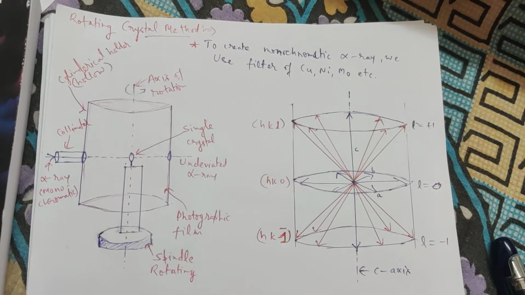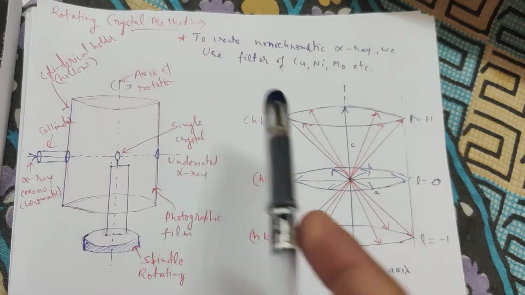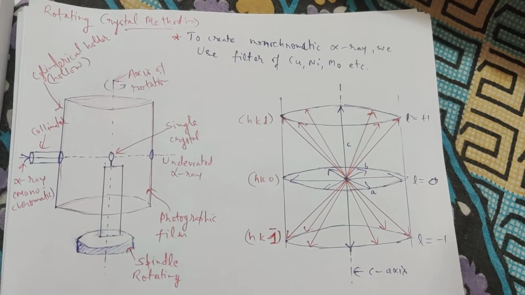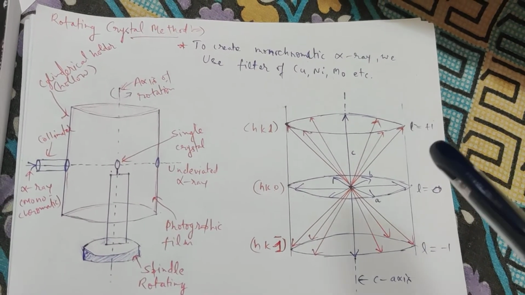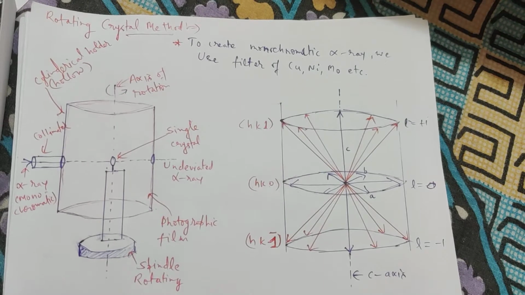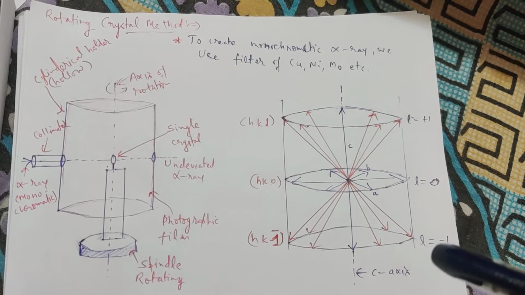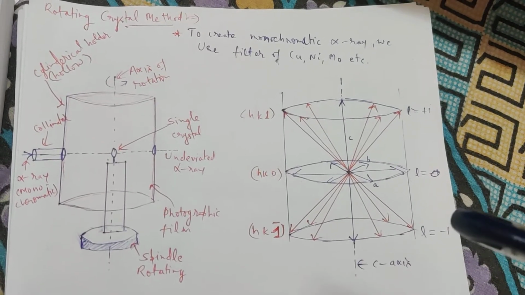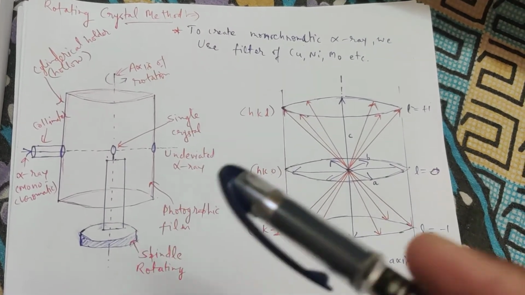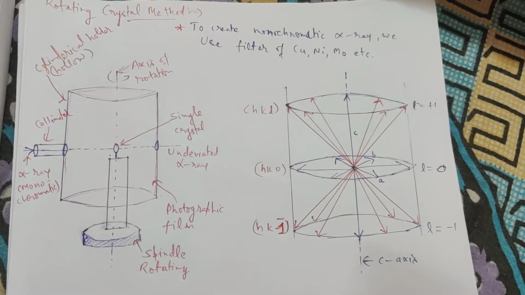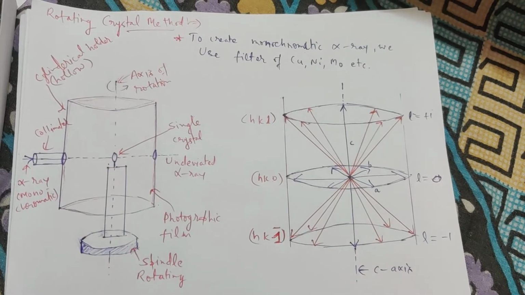Today we are going to discuss the new X-ray diffraction method that is known as the rotating crystal method. In the previous lecture we discussed the Laue method of X-ray diffraction. The major drawback of the Laue diffraction method was that it cannot determine the lattice parameter. Hence it cannot determine the crystal structure of the single crystal under scrutiny. Therefore we move on to the further method, that is the rotating crystal method.